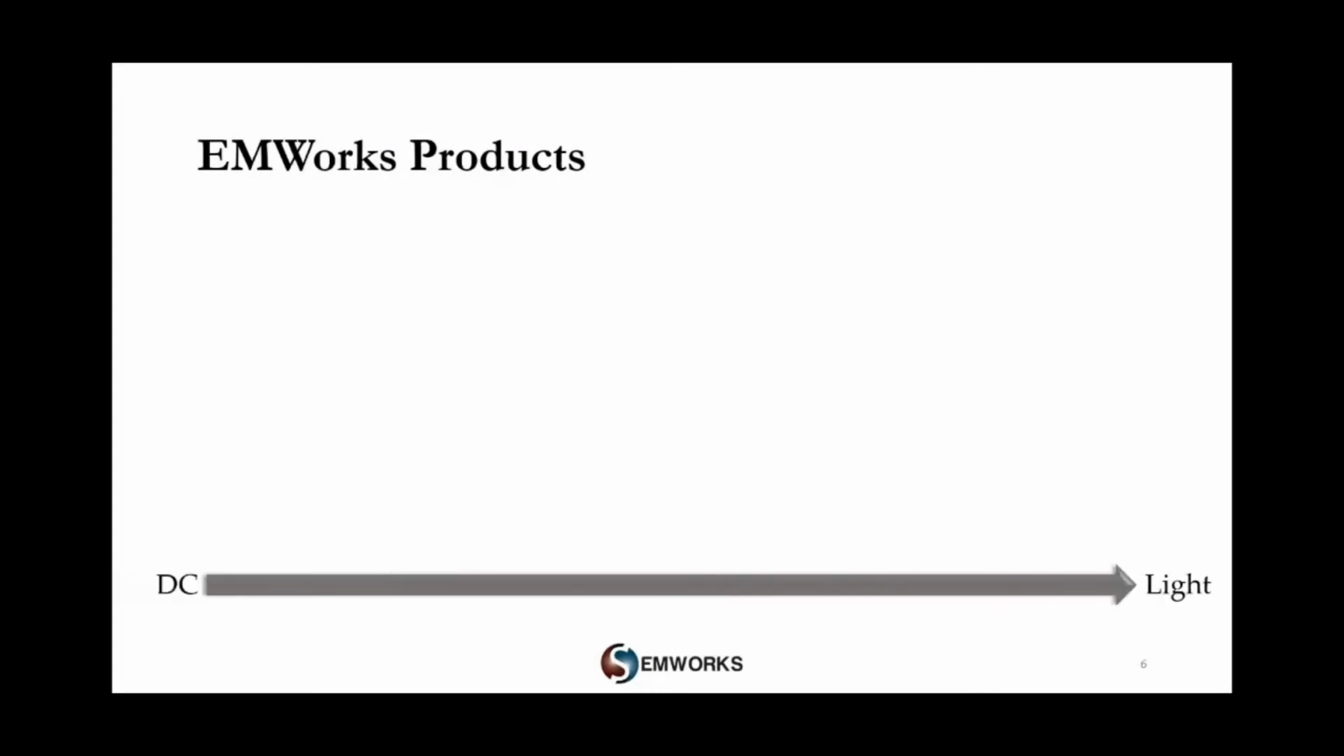Now let's talk about EMworks products. We offer 4 products with various add-ons covering frequency range from DC to light. Our first flagship product is called EMS, which is used for electric and magnetic field modeling for low frequency applications. It covers many applications like insulators, cables, bus bars, permanent magnets, actuators, circuit breakers, transformers, and electrical machines.